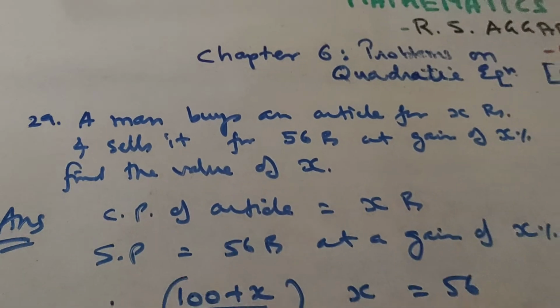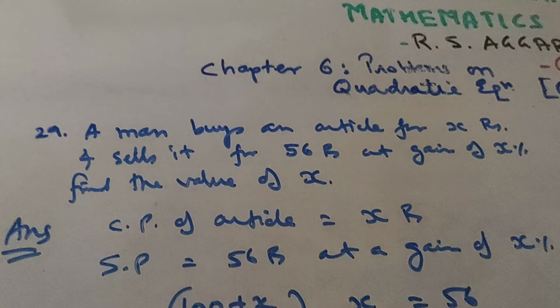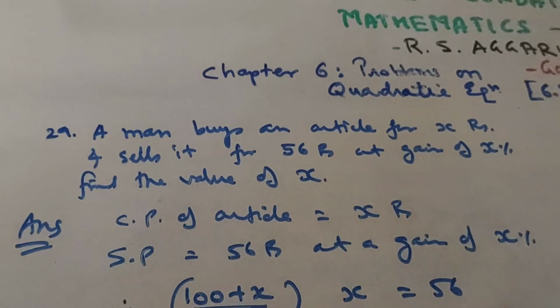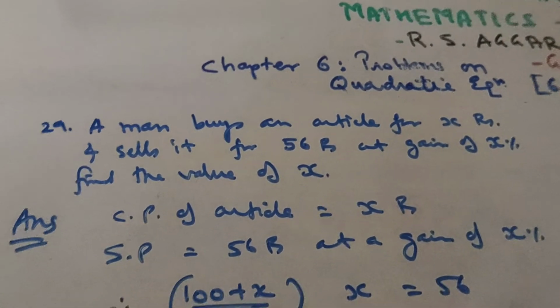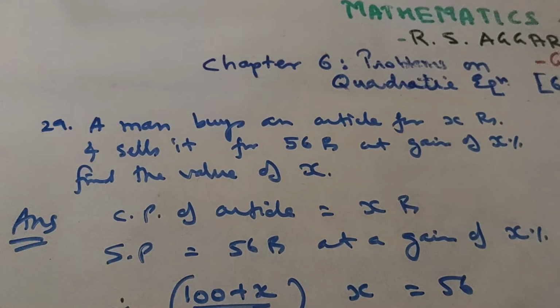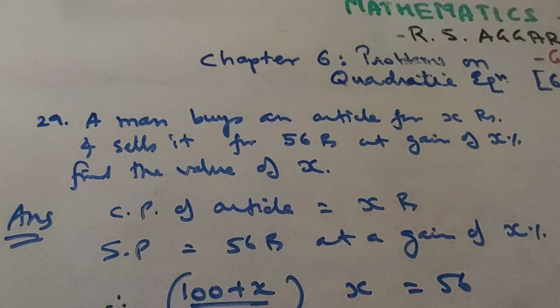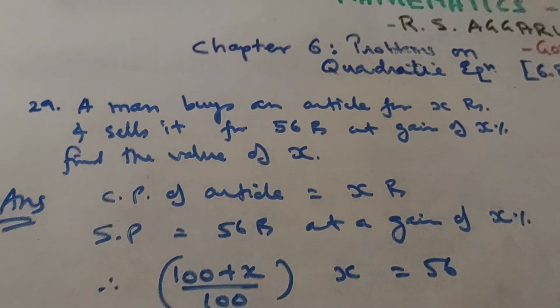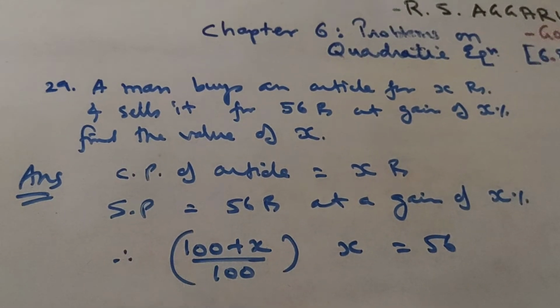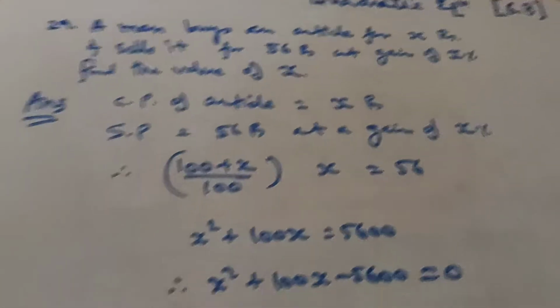A man buys an article for X rupees and sells it for 56 rupees at a gain of X%. Find the value of X. So cost price of an article is X rupees. Selling price that he is getting is 56 rupees at a gain of X%. Therefore (100 plus X) upon 100 multiplied by X is equal to 56.